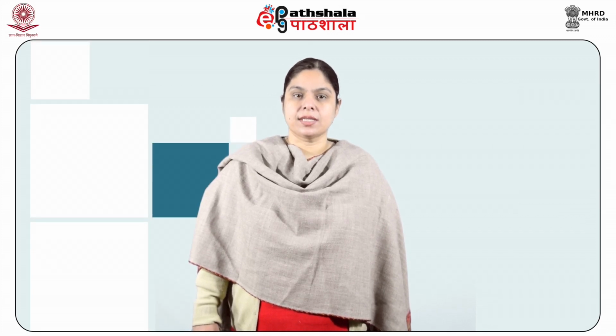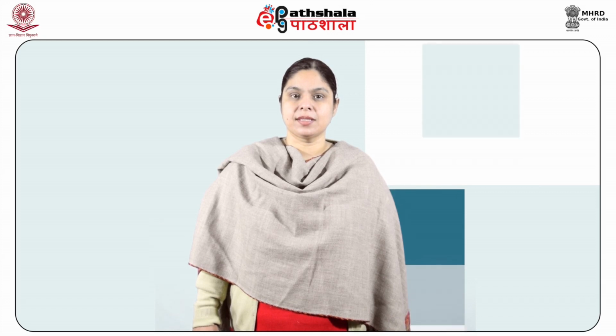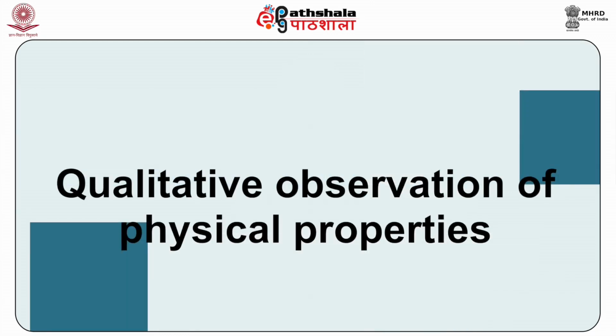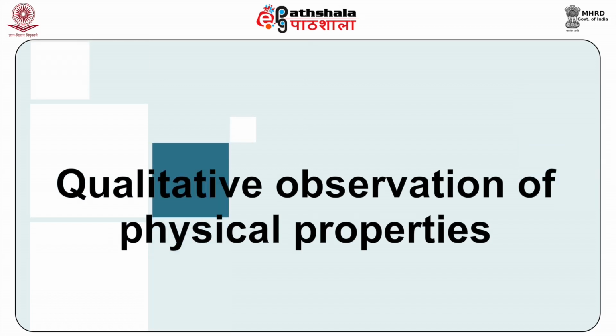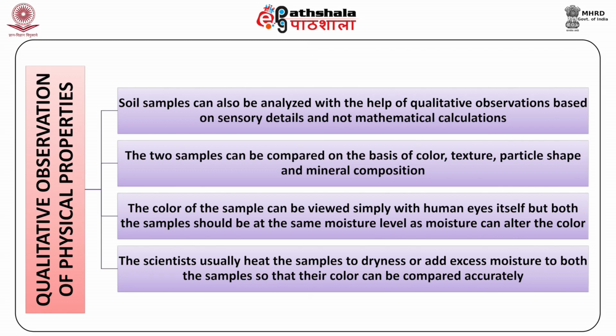Let us now discuss the second method for soil analysis, which is nothing but a qualitative observation of the physical properties of the soil sample. Soil samples can be analyzed with the help of qualitative observations, which are based on sensory details and no mathematics is involved, which is again a very good thing in the analysis.